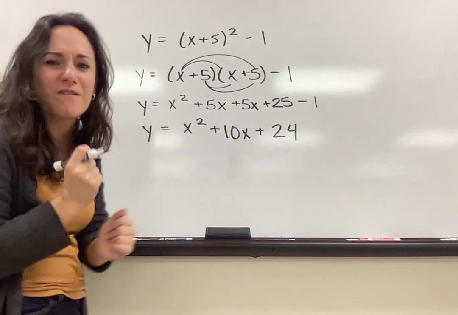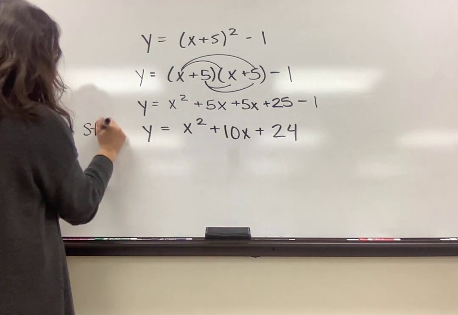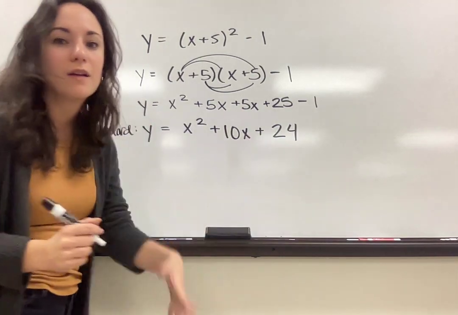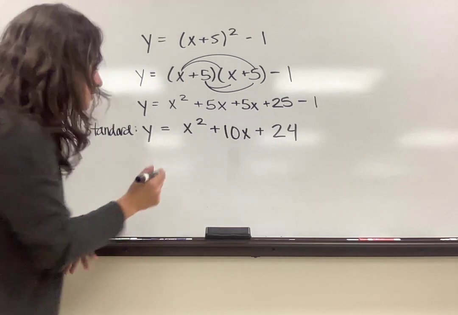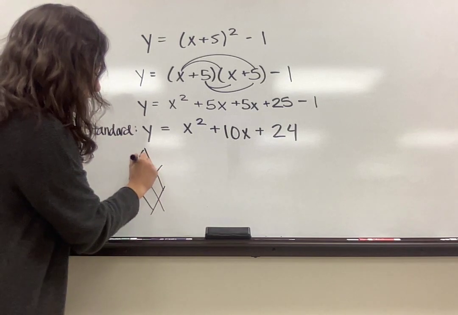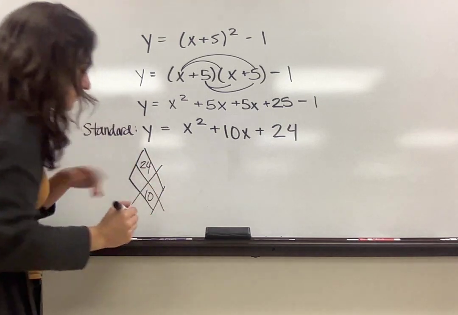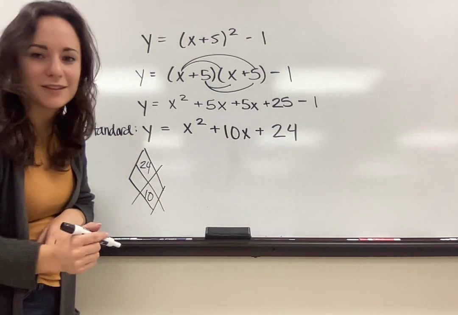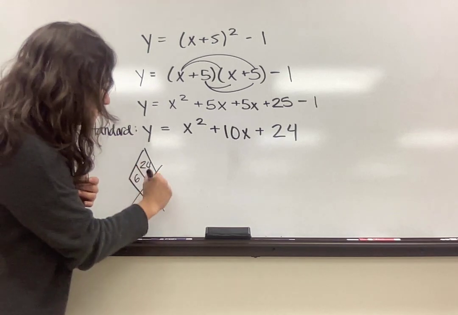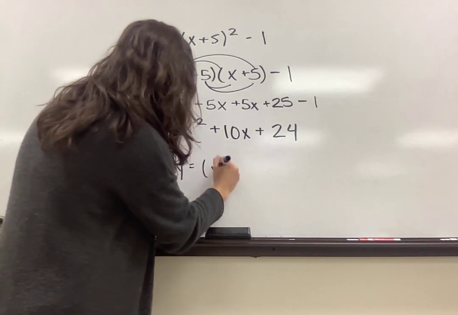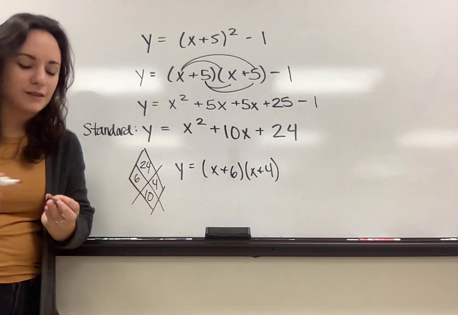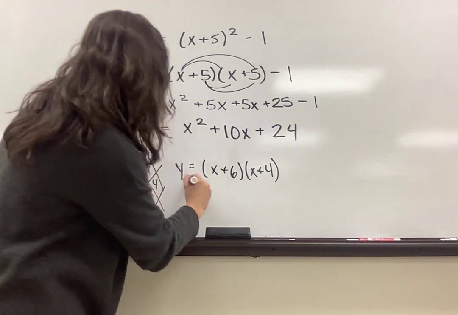Last step to get to factored form. Okay, this is your standard. We made it. Because you got an ax squared plus bx plus c. Factored form, diamond method. C is top, B is bottom. Multiples of 24 that add to 10. I've done this like 3 times already this week. It's 6 and 4. Those two factors keep coming up in my life. Okay. This is it. This is factored form.